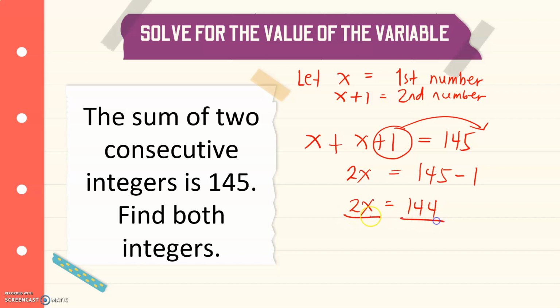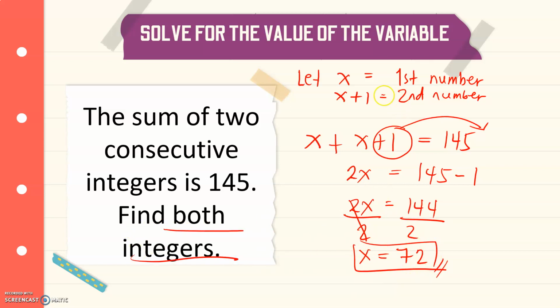But we're looking for the value of x, so we'll divide both sides by 2. Then, x is equal to 72. But remember, we're asked to look for both integers, and x is just the first number. For us to find the second number, we'll have to substitute x here with 72. So we now know that x is 72, therefore 72 plus 1 will give us 73, and that is our second number. So our numbers are 72 and 73.